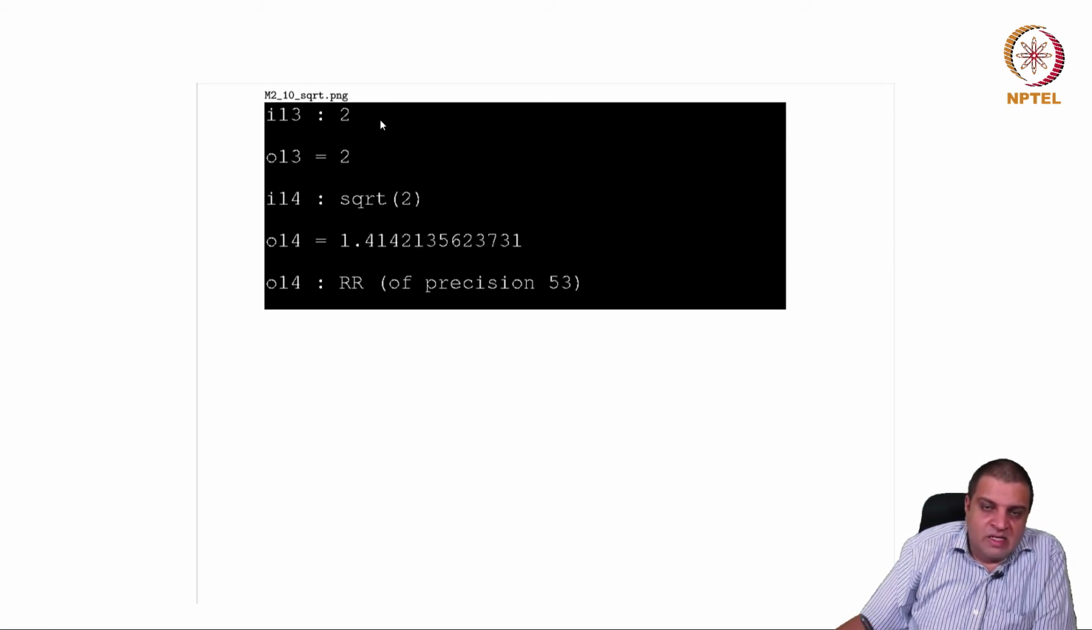Just to familiarize ourselves with more usual, simple functions, I ask 2, okay, 2 is an integer, that's all it says. Then I ask square root 2, this is the square root command. Then it outputs a real number and says that output is in class RR and of precision 53. The default precision of reals is 53.